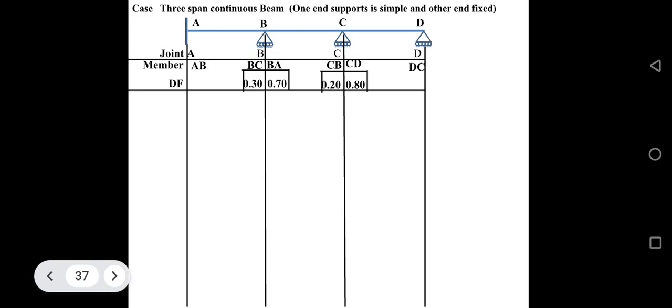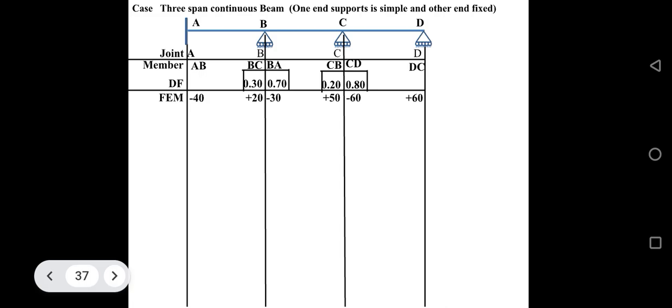In the next case, you can see one end support A is fixed and the other end support is simple. Here I have assumed distribution factors as 0.3 and 0.7, and 0.2 and 0.8. Remember that these are assumed randomly, and some fixed moments are also assumed randomly. Again I'll remind you, this is just to explain how to deal with the moment distribution table. Actual distribution factor and fixed moment calculation you can do depending upon the given loading and the span of the beam.